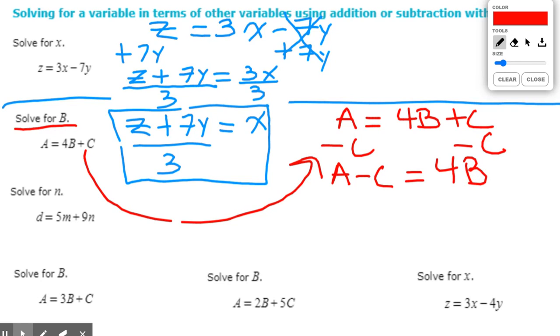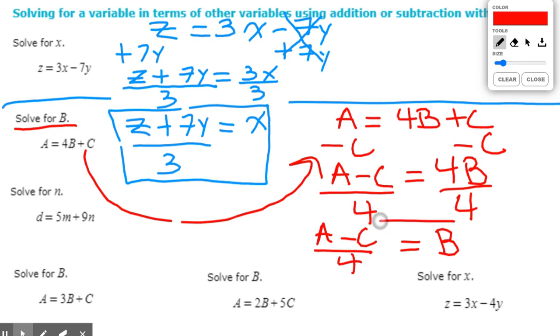Now I'm a little bit closer to getting B by itself. I have 4 groups of B. I want 1 group of B. So I'm going to divide both sides by 4. I have 4B divided by 4. That is 1B. And on the left side, I still have A minus C divided by 4. Final answer, as those are not like terms and cannot be combined any further than that. Now, if you want to pause here on your own and take some notes, feel free to do so because I'm going to clear this page so I have space to do my next example.